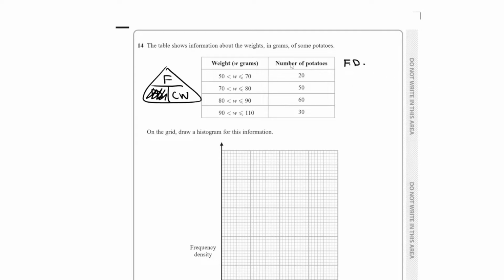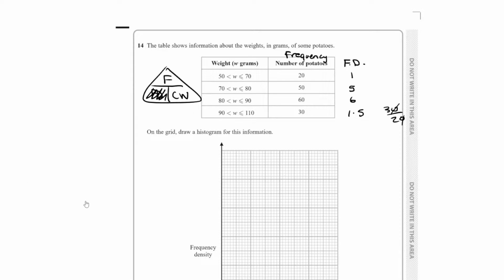So frequency density. This is the frequency here. Normally they write frequency, I don't know why they didn't in this case. And then the class width is obviously the difference between these two, between the range. So for the number of potatoes, you've got 20 divided by, do you see how the class width is 20? 20 divided by 20 is 1. Then we've got 50 divided by 10, which is 5. Then 60 divided by 10 again, 6. And then 30 divided by 20, which is the same as 3 over 2, which is 1.5, isn't it? So those are my frequency densities.